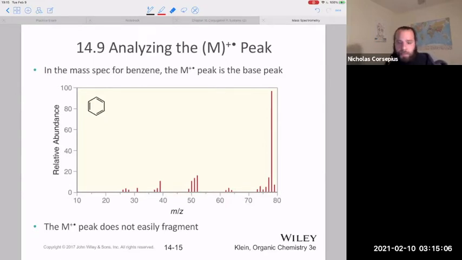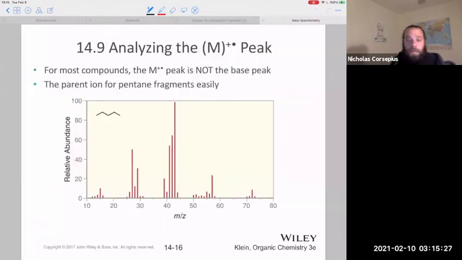For example, benzene is that nice, stable aromatic. It does not fragment very easily. So this is both the base peak and the molecular ion fragment, or the parent fragment. That's not the case for something like pentane, which fragments much more easily. Here, the base peak is this fragment here, and the molecular ion peak is much smaller down here, meaning that most of it fragments.